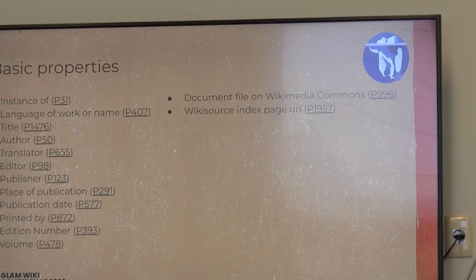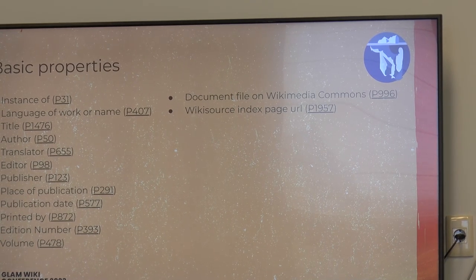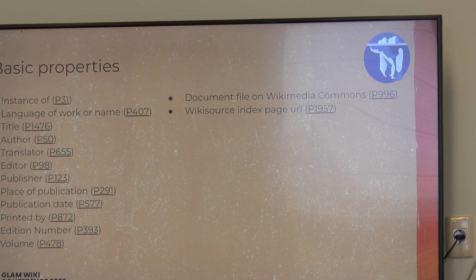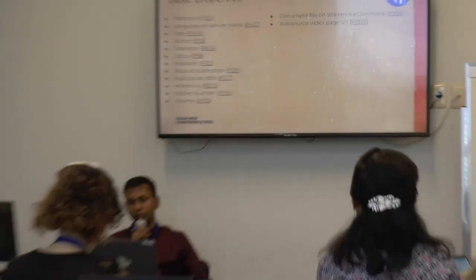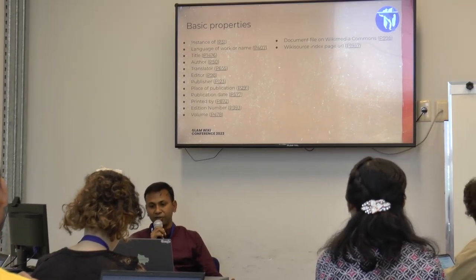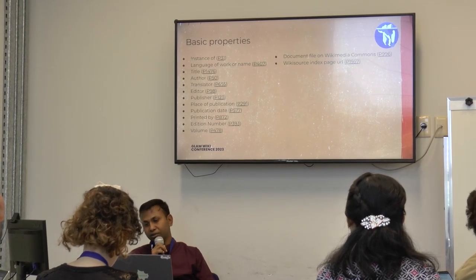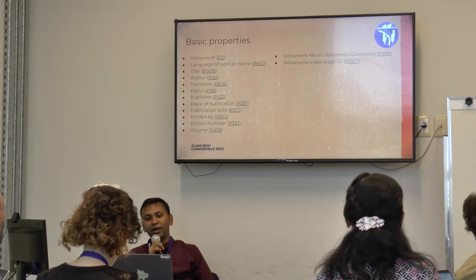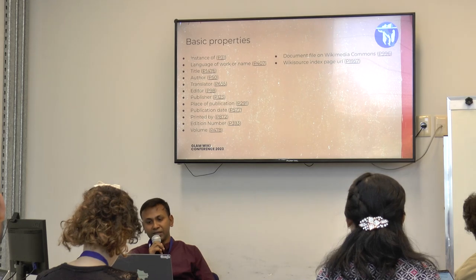And there are two properties which are very specific for Wikisource, one of which is P996, the file which is there on Wikimedia Commons. Of course, you have uploaded a file on Wikimedia Commons, so you can link that file here. We do not use the image property, P18. I have seen some of the communities add P18, but that is wrong. So you have to add P996.